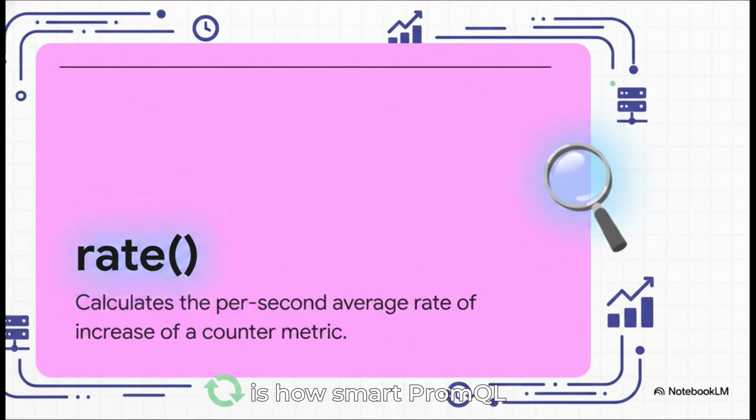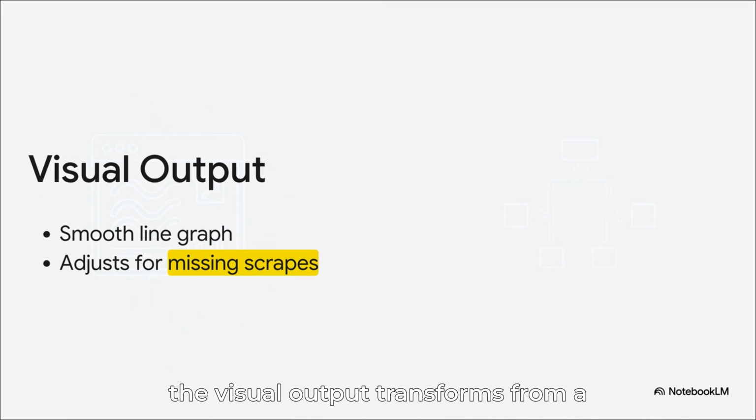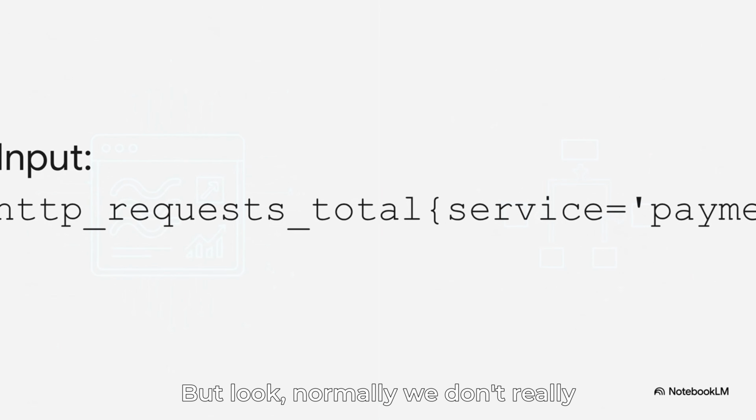Now what's really interesting here is how smart PromQL is under the hood. The rate function automatically detects and adjusts for counter resets. So if your app suddenly crashes and the counter drops back down to 0, the rate function handles the math seamlessly. Your graph won't suddenly break. If you actually run this in Grafana, the visual output transforms from a constantly climbing, honestly pretty useless raw number into a highly readable, smooth line graph representing your actual requests per second. It even does this neat trick where it extrapolates the calculation to account for occasionally missed metric scrapes. It's super handy. But look, normally we don't really want to look at all the traffic, right? We usually want to isolate a very specific issue. And that is exactly where label filtering comes into play.